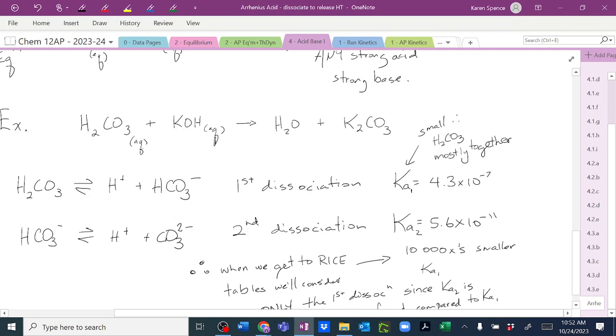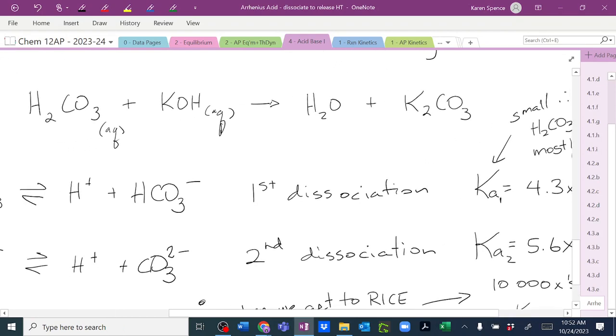Oh, hang on. So let's go back. Now that we've done our first dissociation and our second dissociation, we're going to go back to our original equation, because we were reacting the H2CO3 with the KOH. Water is a liquid, K2CO3 is aqueous. Is this reaction balanced?